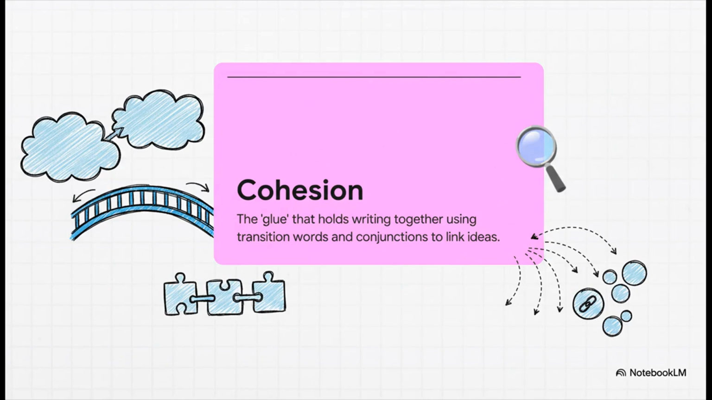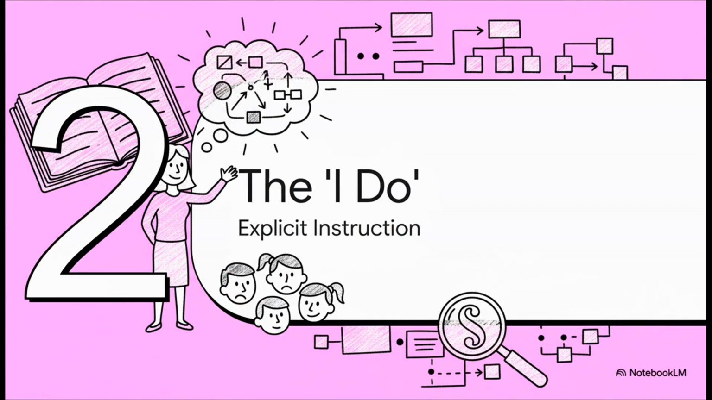So what's the magic that holds all these ideas together? It's cohesion. We gotta teach it as the glue of writing. We want students to see that words like because, however, or next aren't just little add-ons. They're powerful tools that build bridges from one idea to the next, making the whole thing easy for the reader to follow.